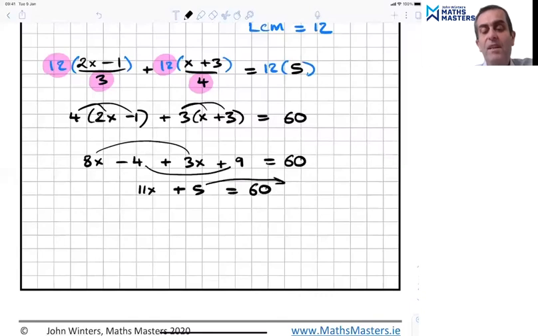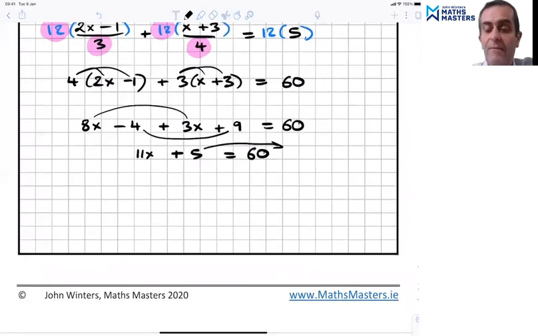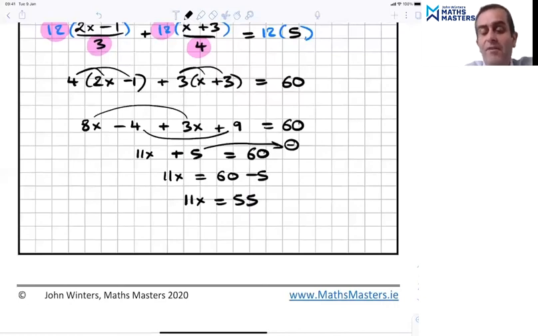Now remember, if you move something across an equal sign, you replace it with its opposite. That just keeps coming up all the time. And when that plus 5 goes across the equal sign, it becomes minus 5. So we have 11x equals 60 minus 5, which means that 11x is equal to 55. 60 minus 5 is clearly 55. So now we're nearly there.